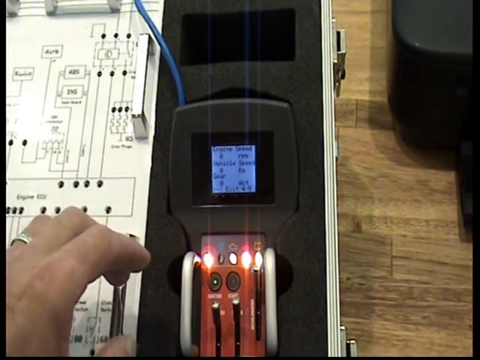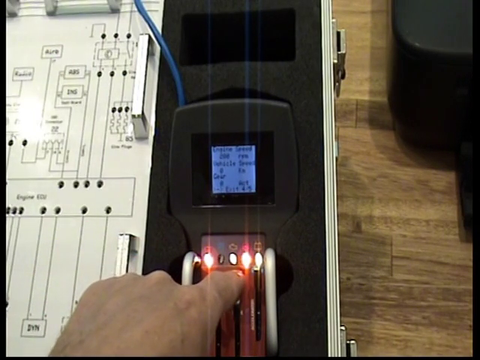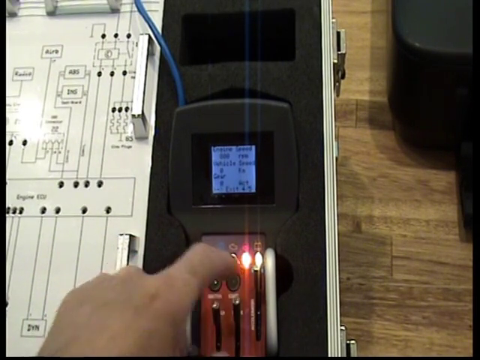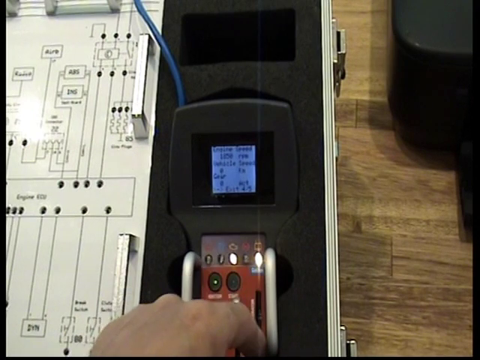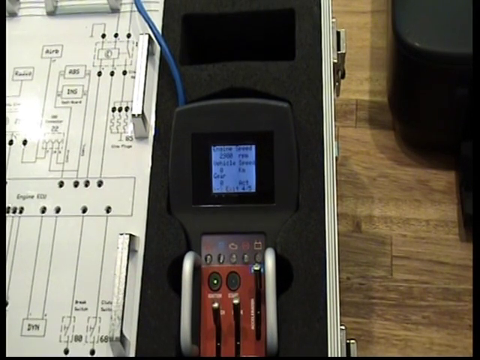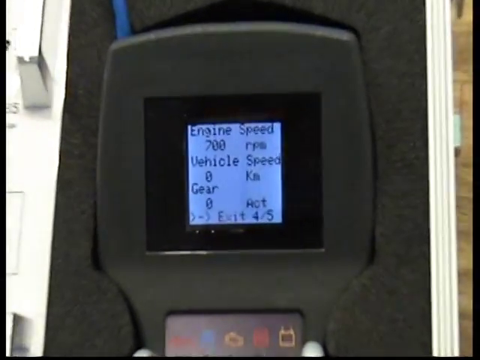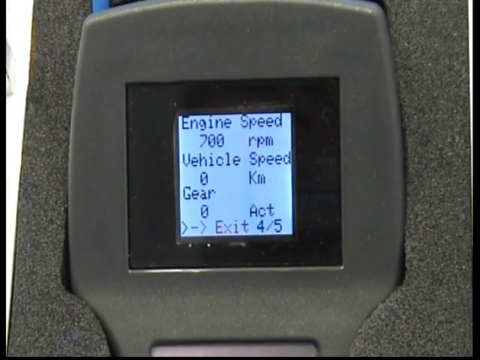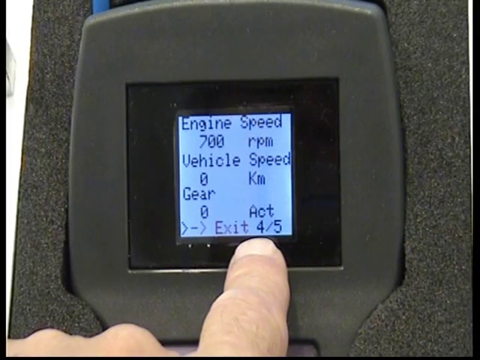Starting the engine. And I've switched in problem 4.5. You can see it here at the bottom, level 4, problem 5.